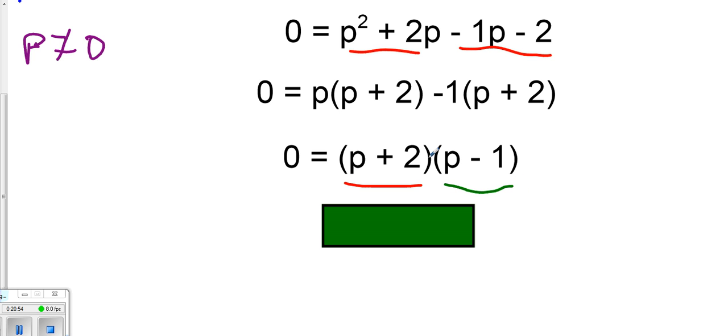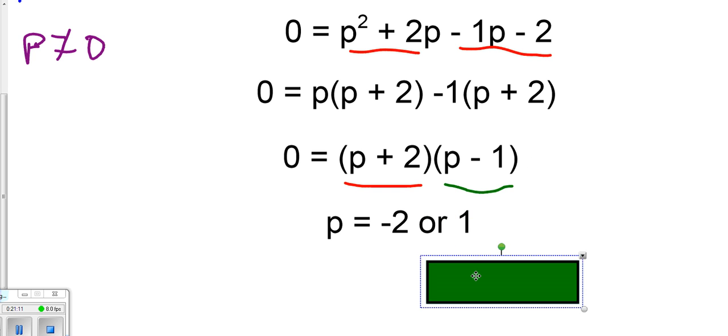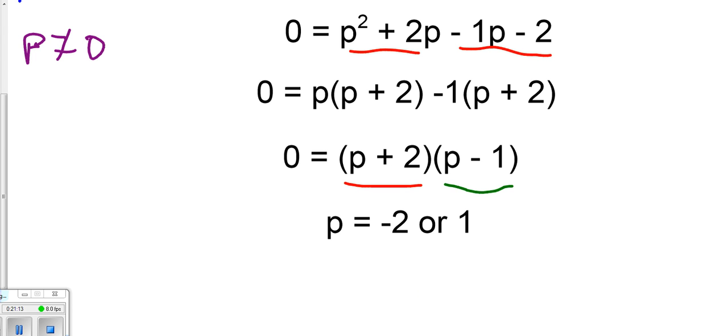that one in green. We've got this red piece times this green piece equaling 0, which means one of them has to equal 0. How would we have p plus 2 equal to 0? Well, p would have to be negative 2. How would we have p minus 1 equal to 0? P would have to be positive 1. So these are going to be our two solutions. Either p has to be negative 2 or p has to be positive 1.